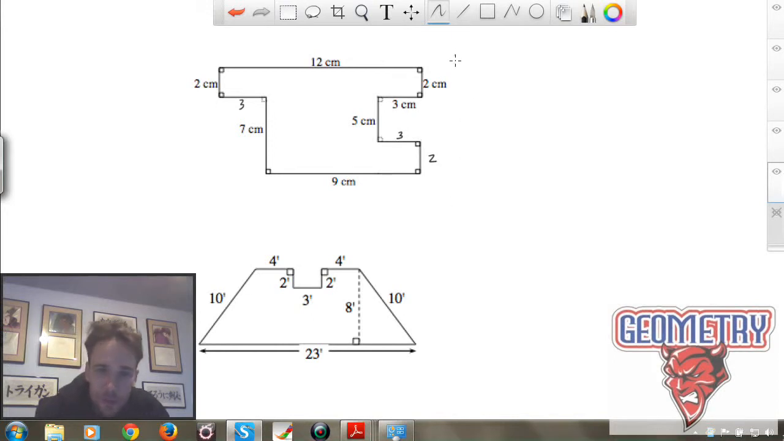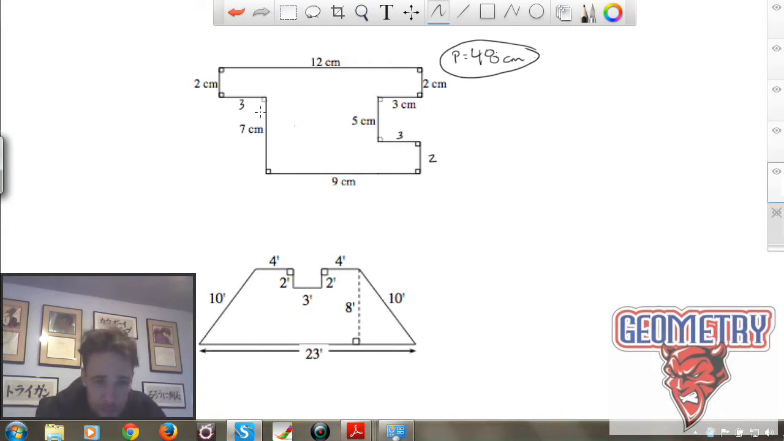So the perimeter is going to be 12 plus 2 plus 3 plus 5 plus 3 plus 2 plus 9 plus 7 plus 3 plus 2. So we add all that together. You get 48 centimeters to be the perimeter when we add all those together.